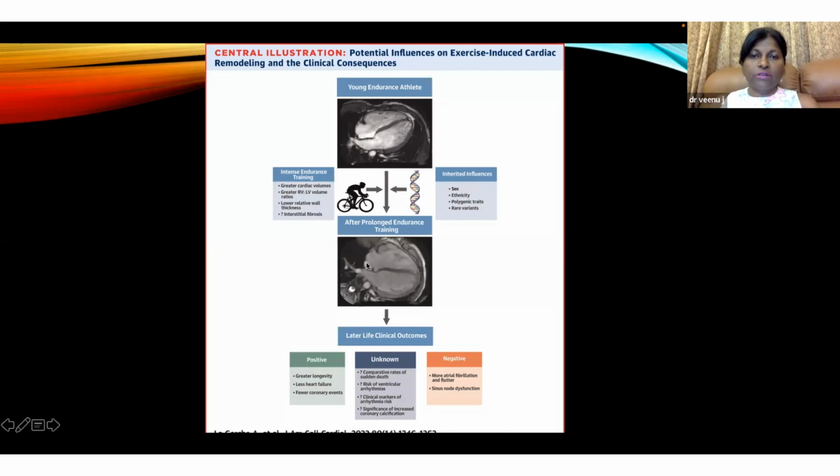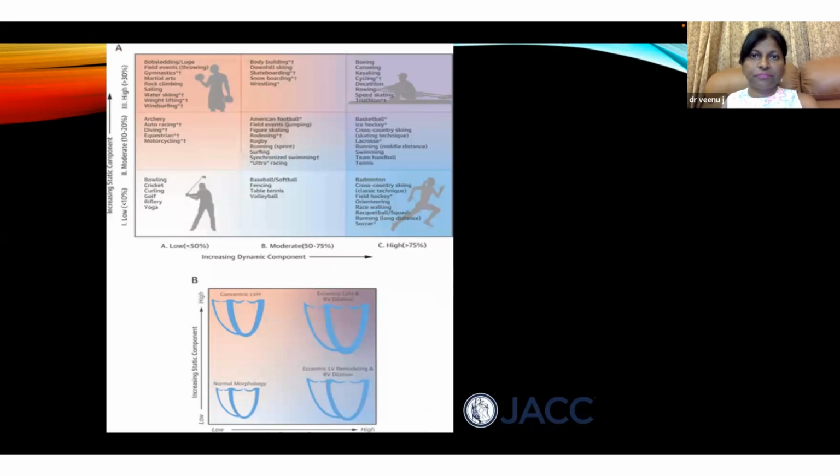After prolonged endurance training, you can see the cardiac MRI of the same person where the LV, RV, LA, and RA are dilated. But what are the positive effects of all this? The positive effect is greater longevity. They have less heart failure and fewer coronary events. What is negative is that if there is so much enlargement, some amount of atrial fibrosis can happen, which can lead to atrial fibrillation and sinus node dysfunction in the future. This may also happen in view of age, but there is some predisposition due to being endurance athletes.